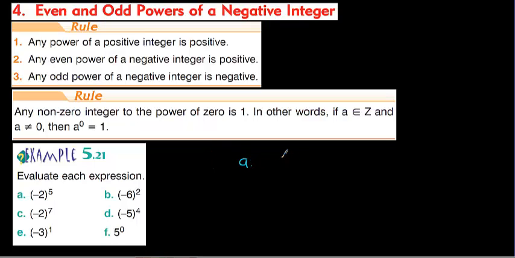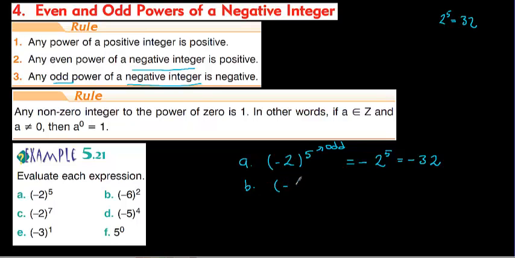For exercise A, minus 2 to the power of 5. The power is odd, which is a negative integer and odd power. If the power is odd, the result is going to be negative. So the result must be negative. I know that 2 to the power of 5 is equal to 32. So the result is equal to minus 32.